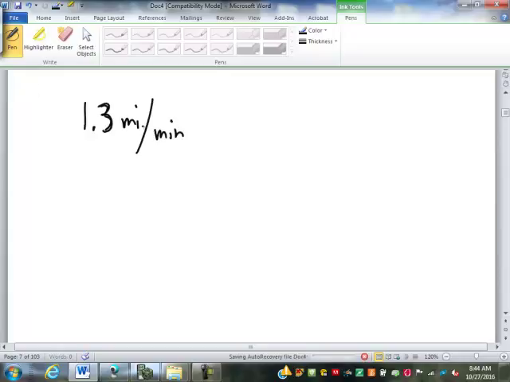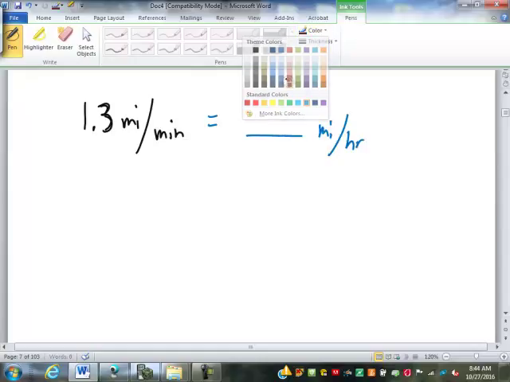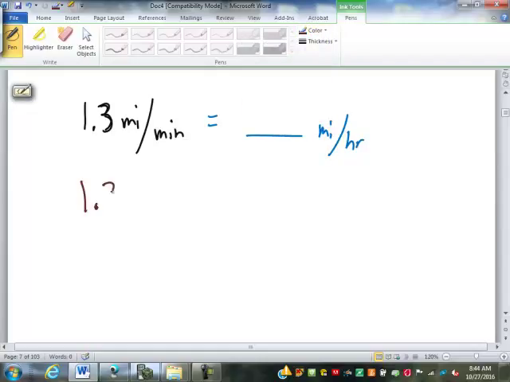I'm going to say I'm going to hit the freeway and I'm going to get up to 1.3 miles per minute. Am I in danger of getting a ticket? No, you don't think? Well, again, we're used to these speeds being in miles per hour. 1.3 miles a minute. Yep. Well, we're going to take it 1.3 miles over 1 minute.